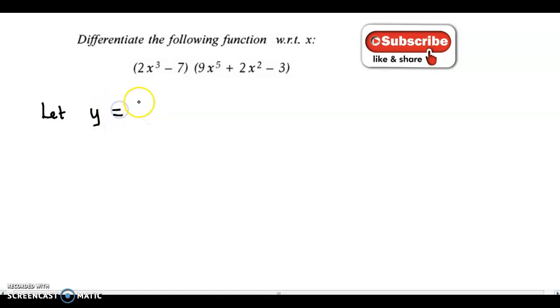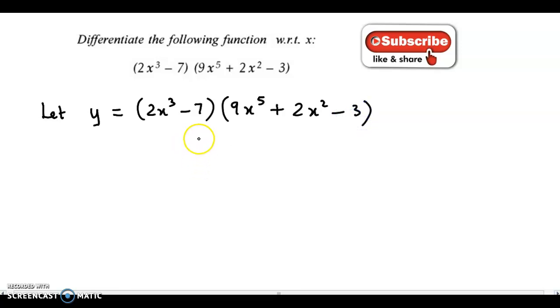So let y be equal to (2x cube minus 7) into (9x raised to 5 plus 2 times x square minus 3). Now here it is very much possible to perform the multiplication and then we could take the derivative. Otherwise we could use the product rule, that is the u into v rule. So let's multiply the two brackets and then later we'll be taking the derivatives.